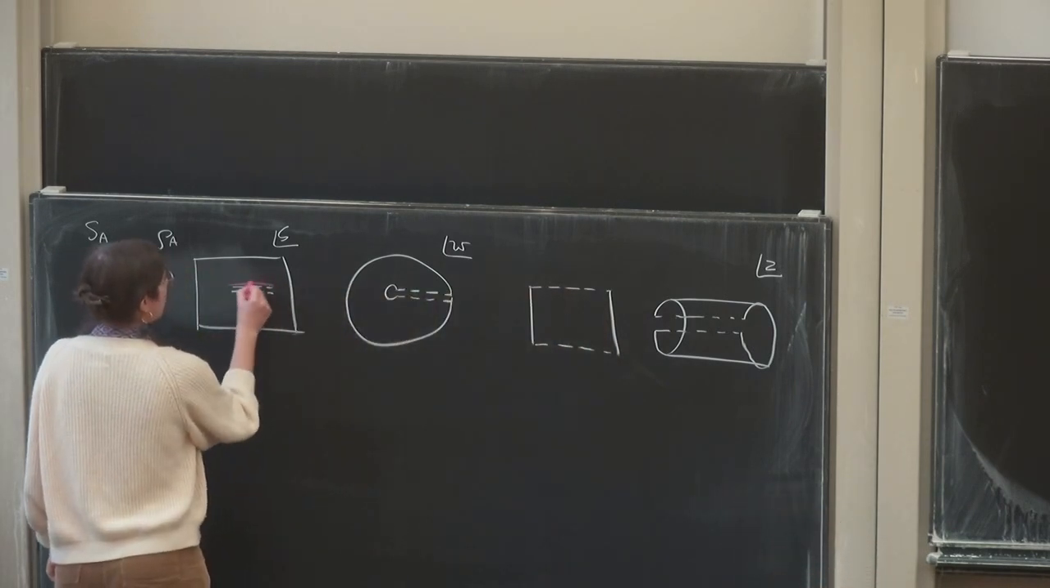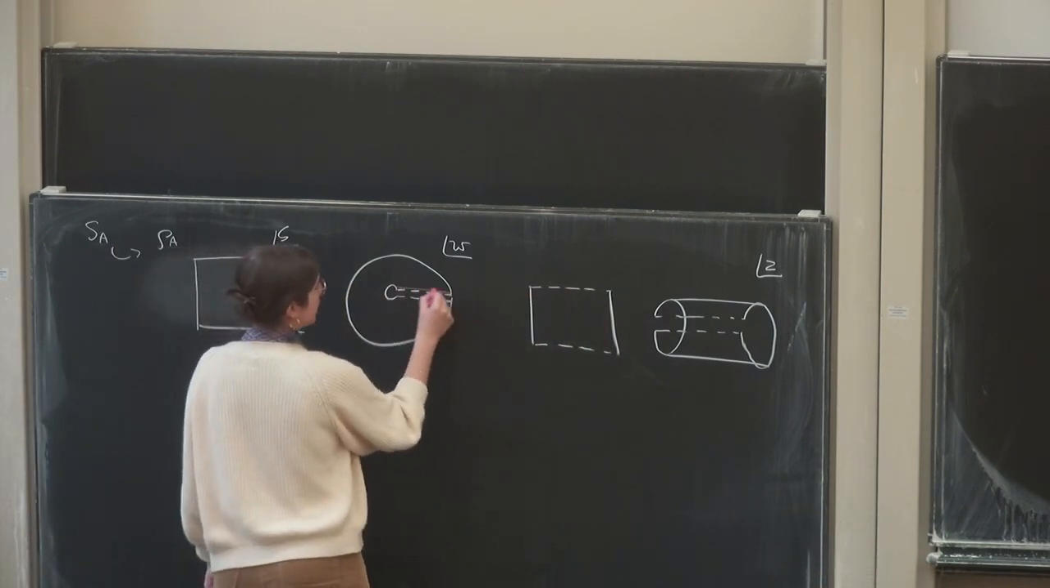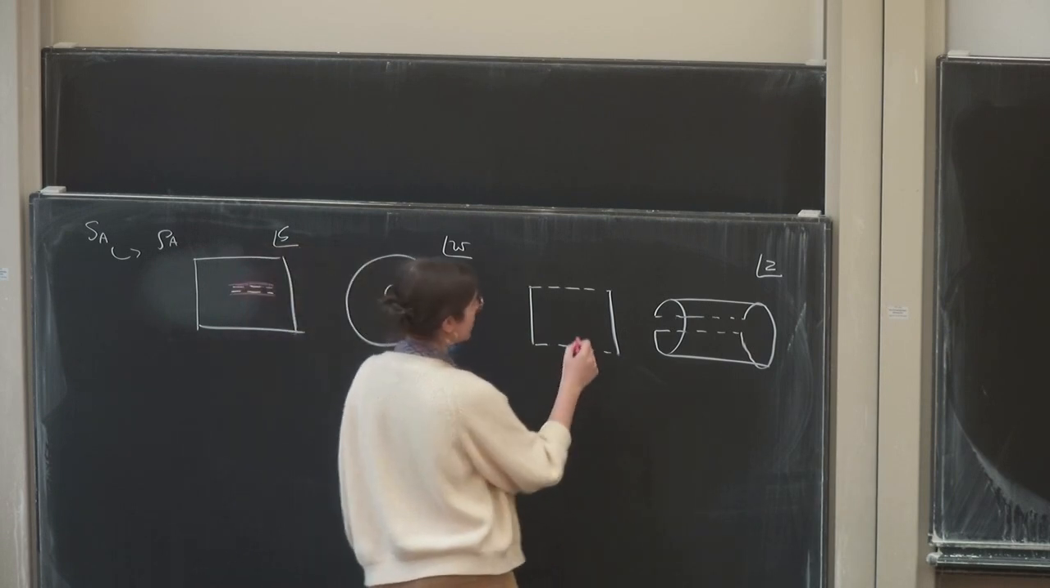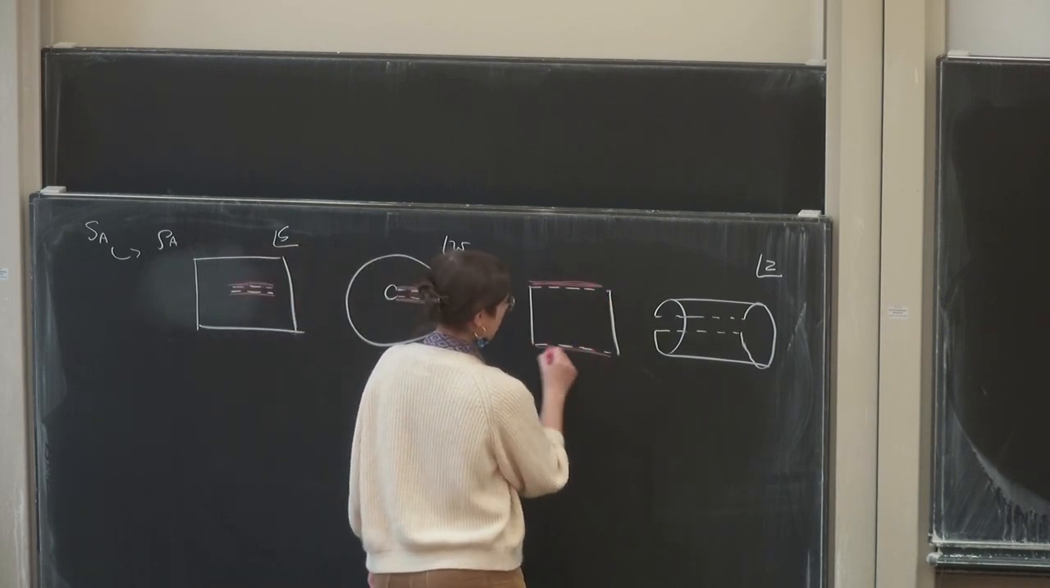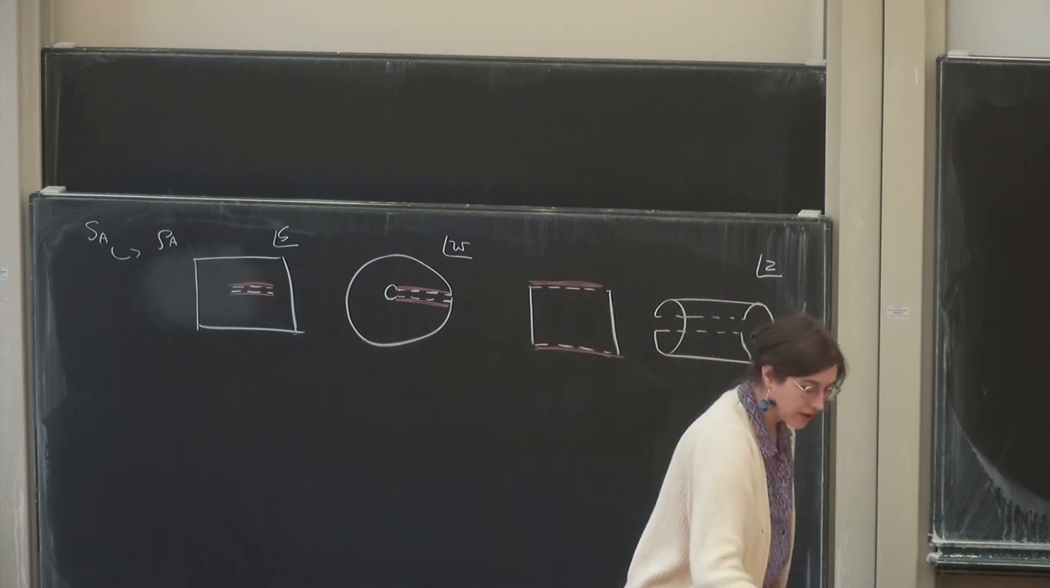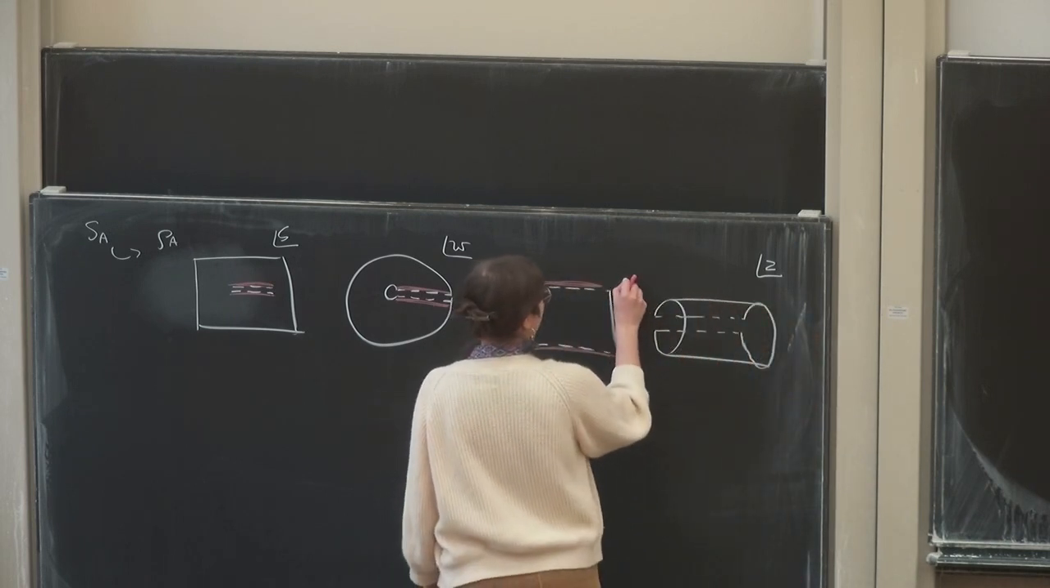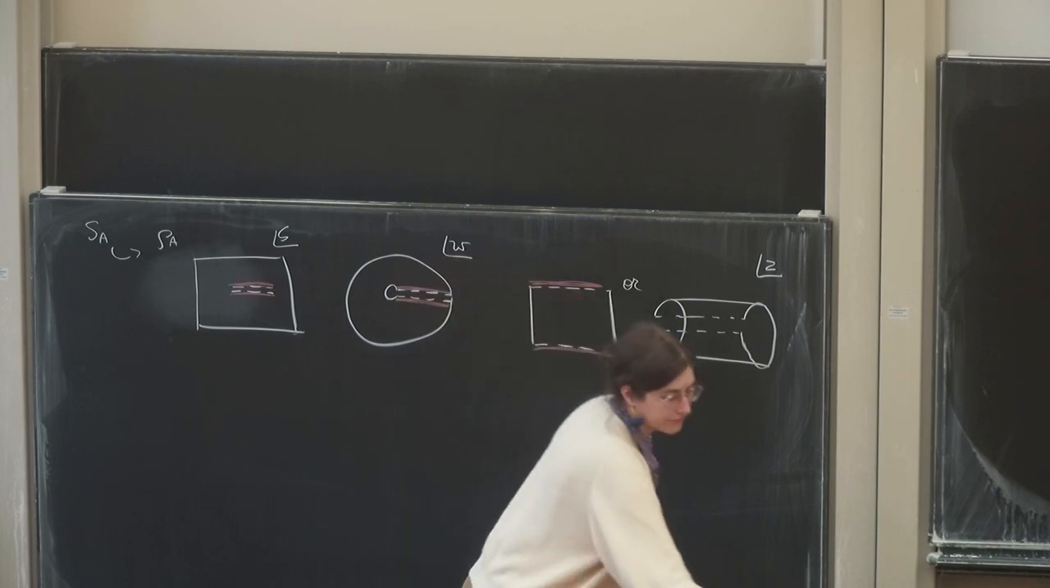So let me again color the A region in red in all of these pictures. So here, here, here, and here. So we can either write or draw this picture as the strip or as the cylinder.